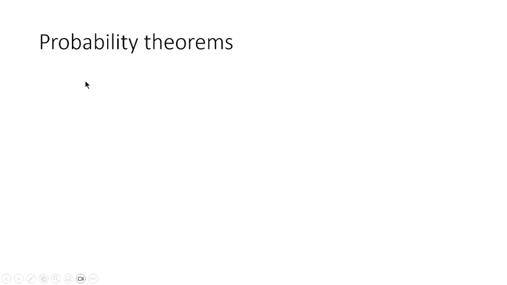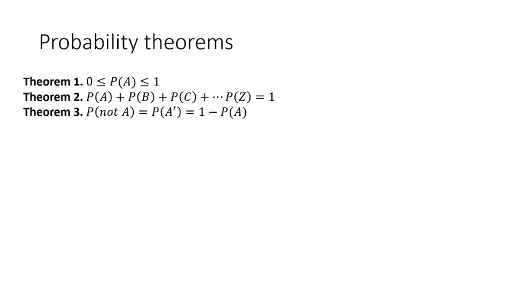So in this recording I will talk about the probability theorems. The first one is that the probability of any event is between 0 and 1. So 0 means that it will not happen, and then 1 means that it will happen.